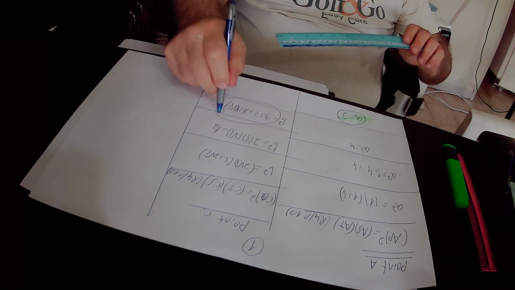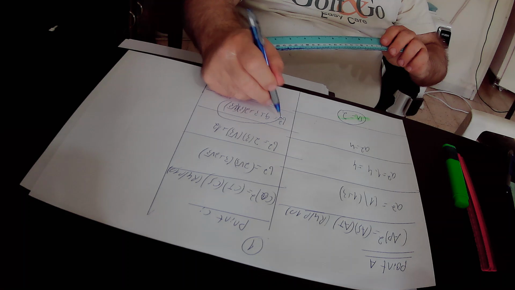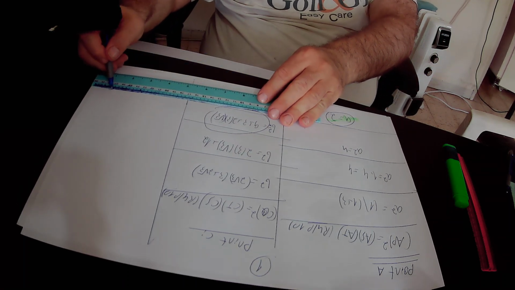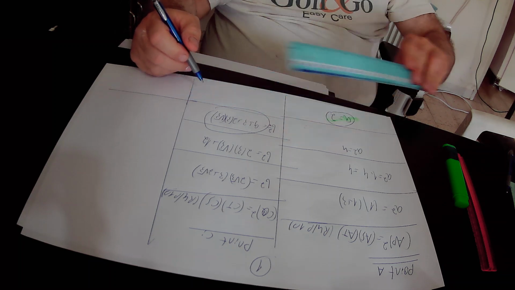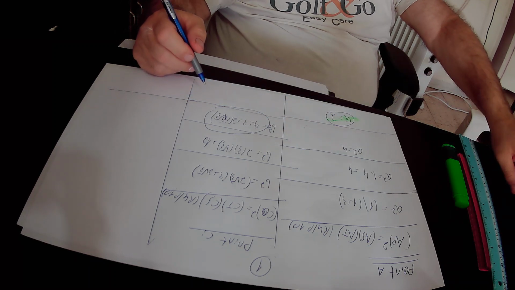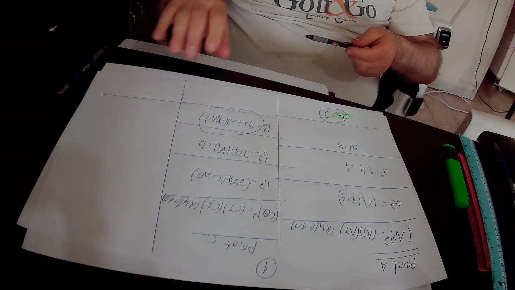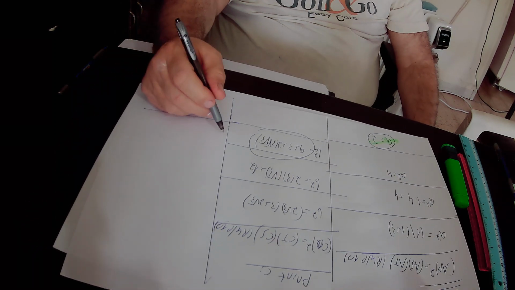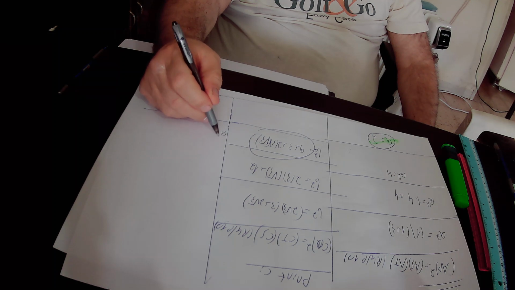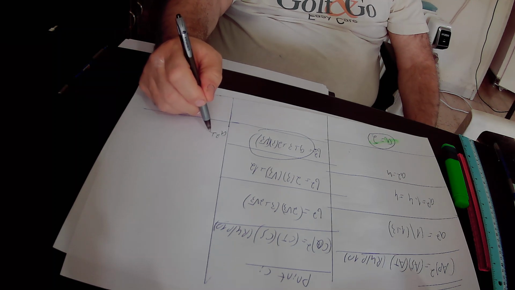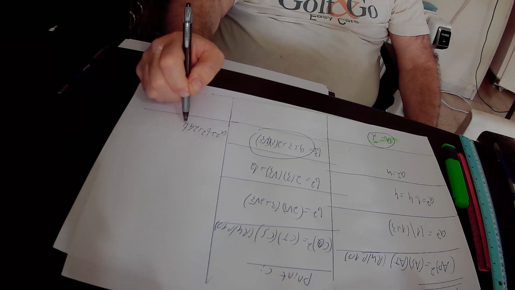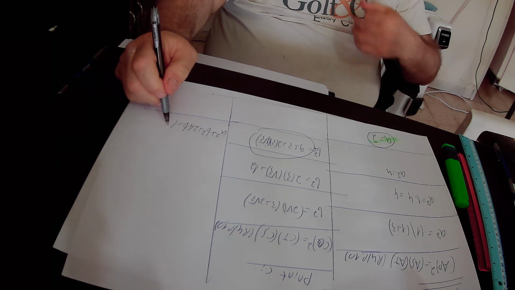So actually this expression, 9 plus 3 plus 2 times 3 times square root of 3, is equivalent to the algebraic identity that states that A squared plus B squared plus 2 times A times B equals A plus B squared.